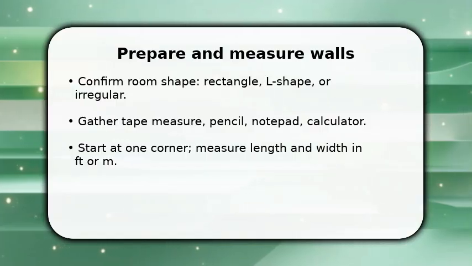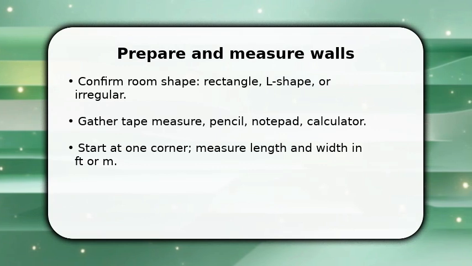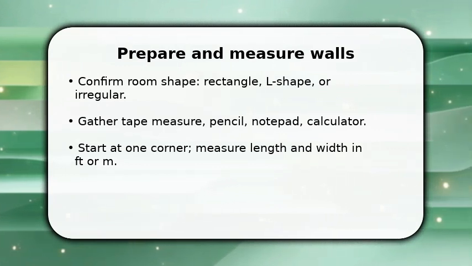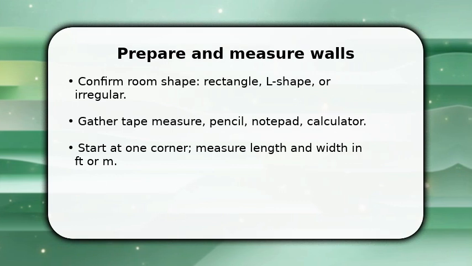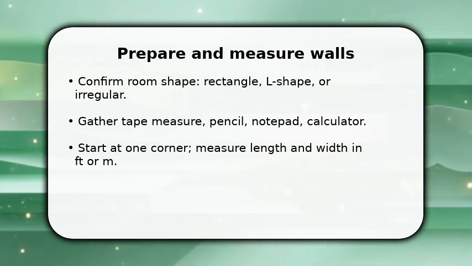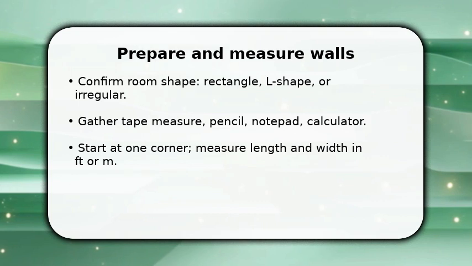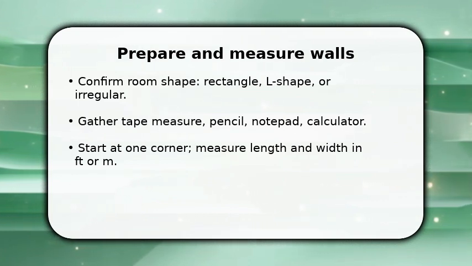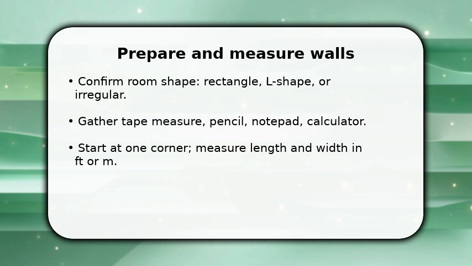You start by confirming the room shape and gathering tools: tape measure, pencil, paper, calculator. Begin at one corner and measure the longest length along the wall, then the widest width perpendicular to that length. Write both numbers clearly and include units.